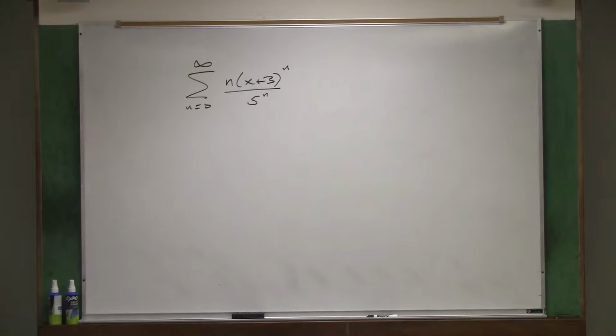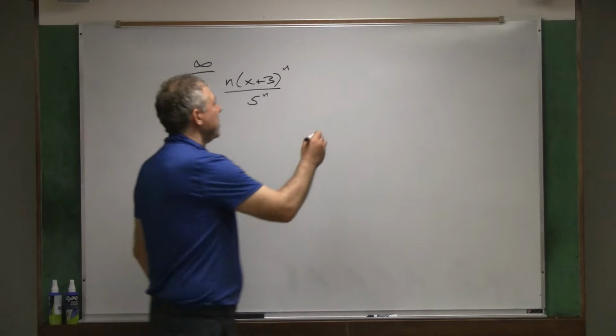Now where is it centered? Let's get the center first. Where's the center of this power series? Where's it centered at? Not 3, but -3, because x plus 3 is x minus -3. So you've got to get it in the x minus a form. So this is going to be centered at -3.